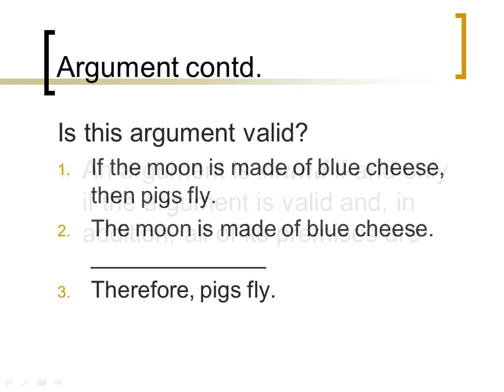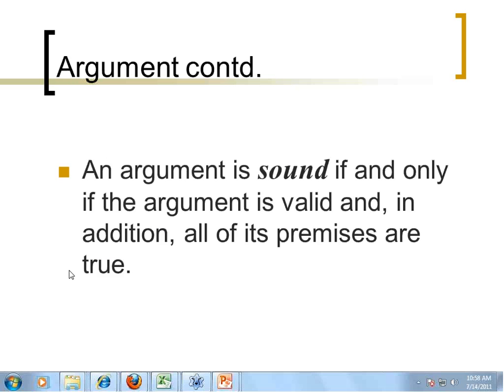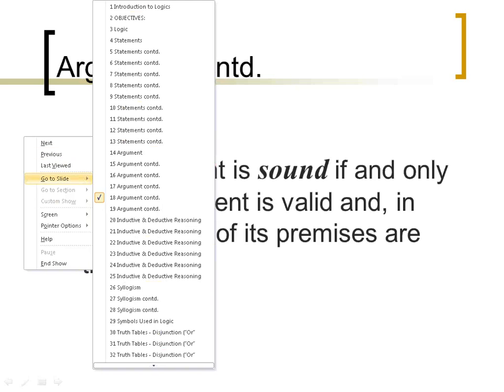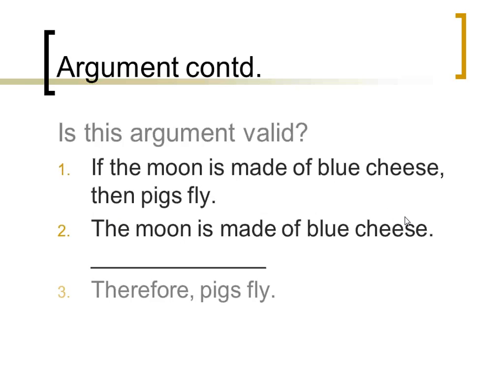Now, if we go back, an argument is sound if and only if the argument is valid, and we proved it to be valid, and in addition, all of its premises are true. Now, let's look back at the arguments that were presented. If the moon is made of blue cheese, then pigs fly. Is that true in and of itself?